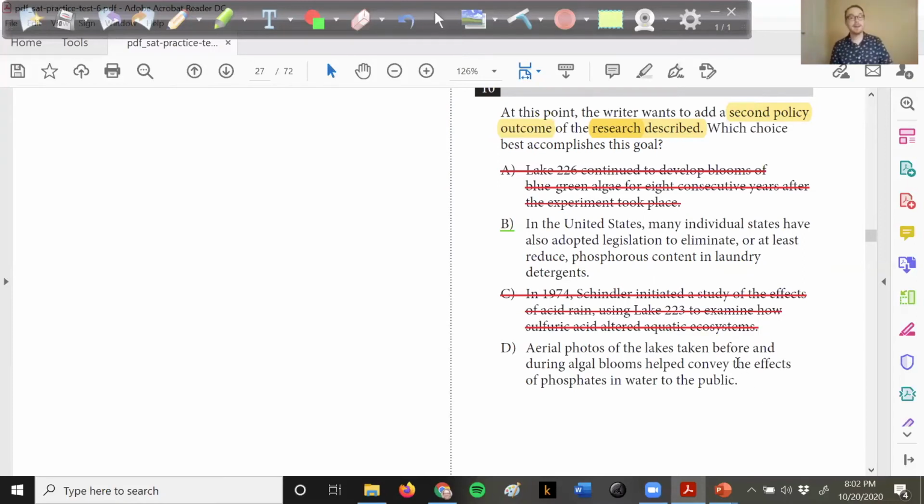Now that is a contender. You could almost make an argument for D because it is connected to how people's lives were affected. But what we want to find is a connection in policy, and a connection of laws and rules that were adopted because of this research. So because of that, B is our best answer.